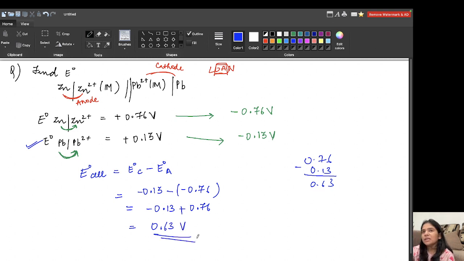Okay, just remember EMF of the cell can come negative also. The final EMF can come negative also. But that will ultimately mean that the spontaneity is not that much. The cells are not that much spontaneous. Okay, so this is how you calculate the EMF of the cell. What is EMF? The difference between the electrode potentials of both the half cells.